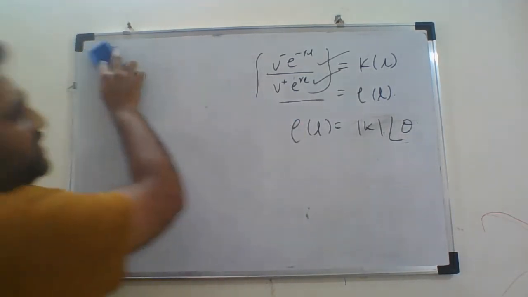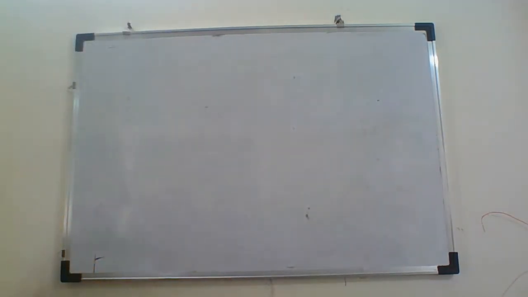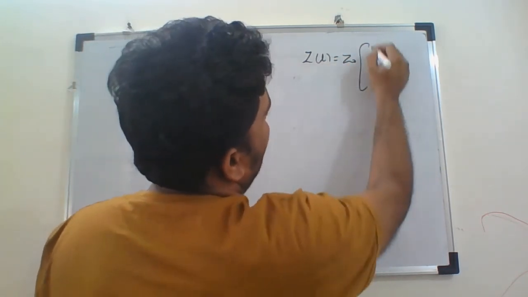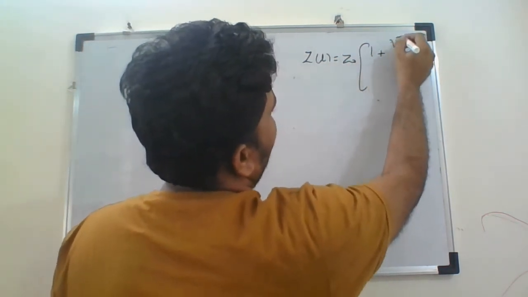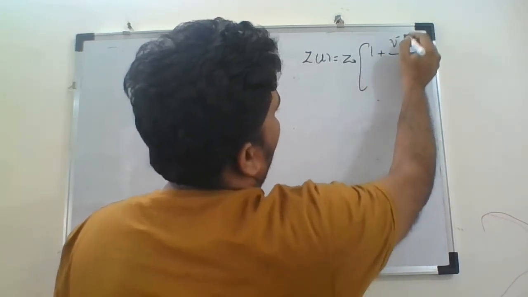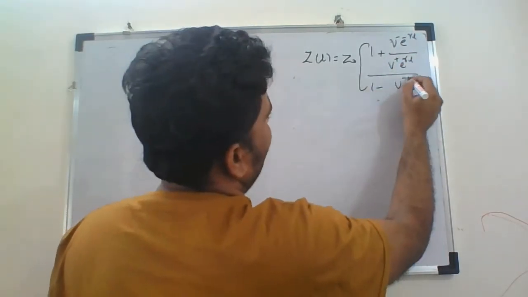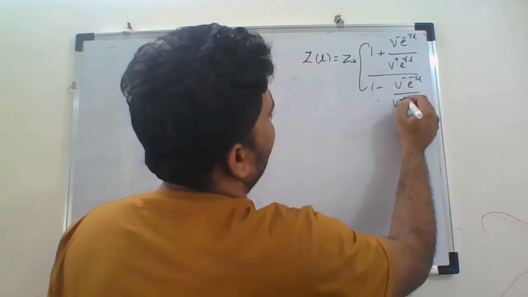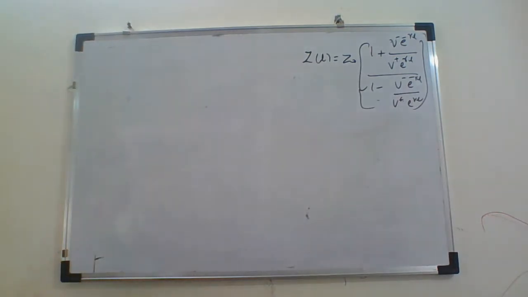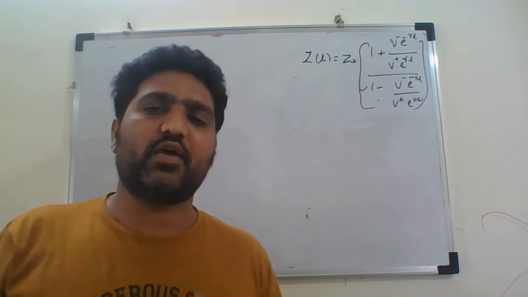Let us use this expression and calculate some special impedances, or impedance at special places. The expression that I got is Z of L equals Z naught into (1 plus V minus into e power minus gamma L by V plus into e power gamma L) divided by (1 minus V minus into e power minus gamma L by V plus into e power gamma L). Let us use this expression to find the impedances at some special places.